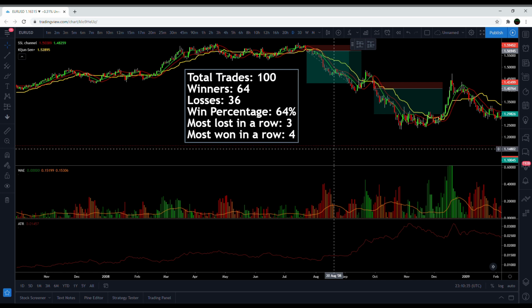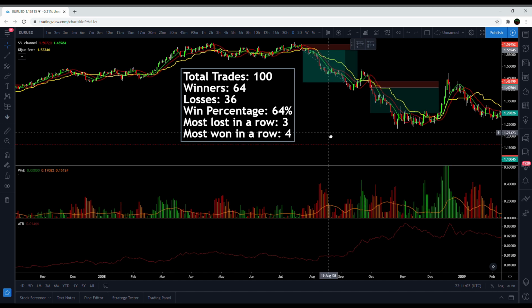But anyway, back to the results here. After 100 trades, 64 were winners, 36 were losses, giving this win percentage of 64%. The most lost in a row was 3, the most won in a row was 4. So you don't have big losing streaks with this strategy either. And this strategy is really, really great for people who don't have a ton of time and want to more so swing trade.